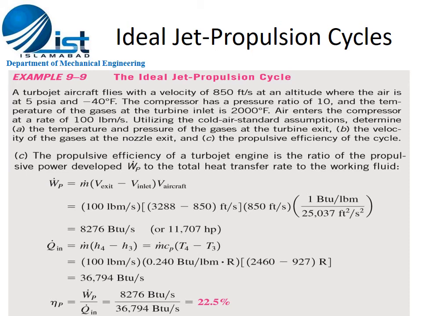Similarly, the total heat transfer rate can be calculated from Q_in equals m dot (H4 minus H3), which is m dot Cp (T4 minus T3), because the heat transfer occurs between point 3 and point number 4. It comes out to be 36,794 BTU per second. Putting the values in the propulsive efficiency equation, we find a propulsive efficiency of 22.5%, which is very low for an ideal jet propulsion cycle. Remember, this is an ideal jet propulsion cycle, and we have ignored irreversibility as well.